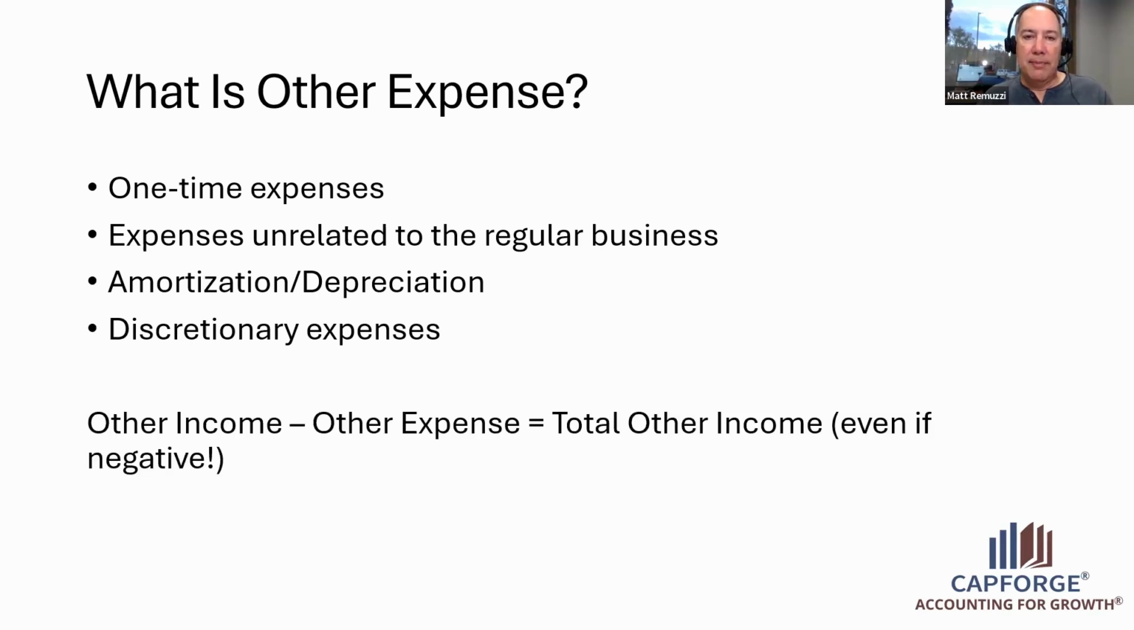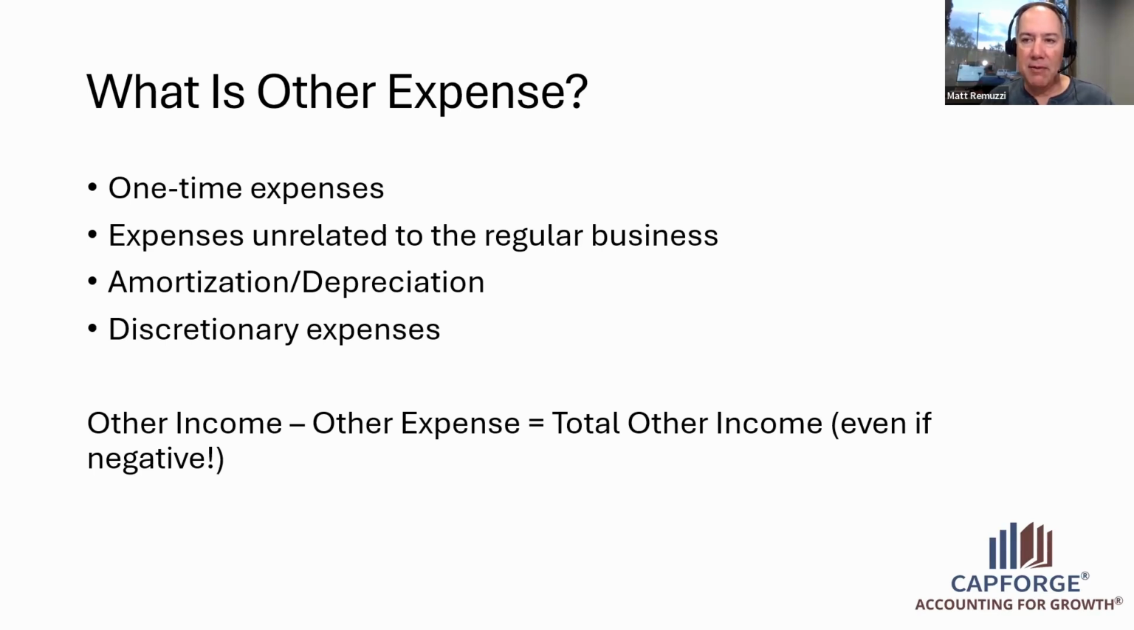So other income minus other expenses equals total other income, even if it's negative. So sometimes this is confusing, and this is a QuickBooks quirk, but these two categories, other income and other expenses, both add to, if it's other income, and then reduce, if it's other expenses, your profit. But the sum of other income and other expenses is called total other income. If you happen to have more other expenses than other income, your total other income line might be a negative.